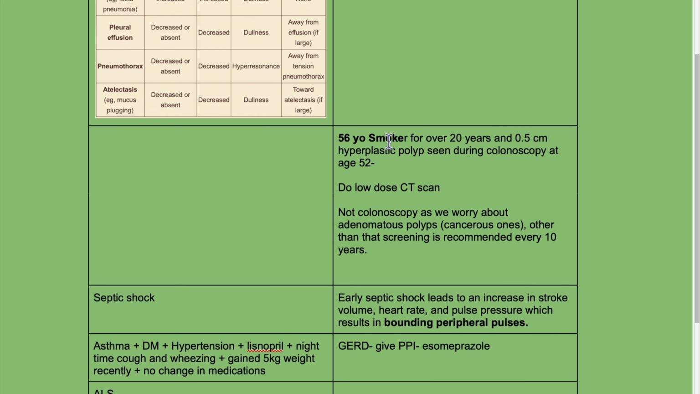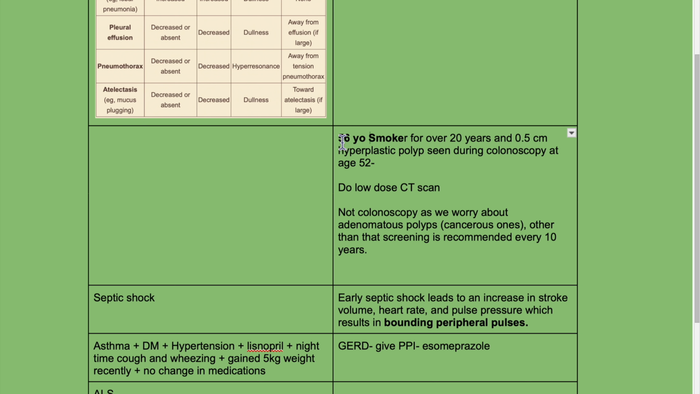Okay, we have a 56-year-old smoker for over 20 years and a 0.5 centimeter hyperplastic polyp seen during colonoscopy at age 52. Okay, so smoker, 20 years, 0.5 centimeter hyperplastic polyp seen during colonoscopy at 52. So here, next best step, what is it, right? Since this is a hyperplastic polyp, it is not malignant, and it is small. Okay, so we don't need to worry about that.